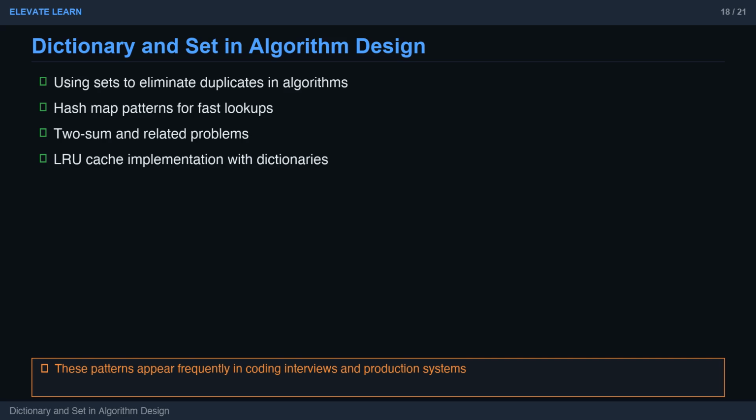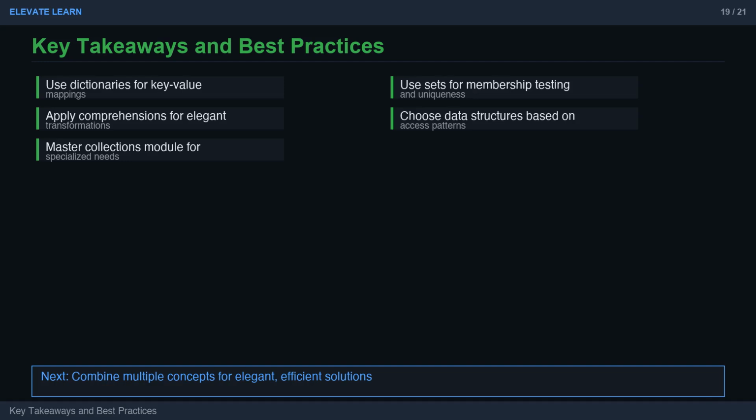These aren't academic exercises. They're fundamental patterns in real systems. Coding interviews heavily emphasize these approaches. Production systems use them constantly for caching, deduplication, and optimization. Internalizing these patterns elevates your algorithm design skills dramatically. Understanding when and how to apply these data structures separates developers who write functional code from those who write efficient, scalable systems. Let's consolidate everything we've learned.